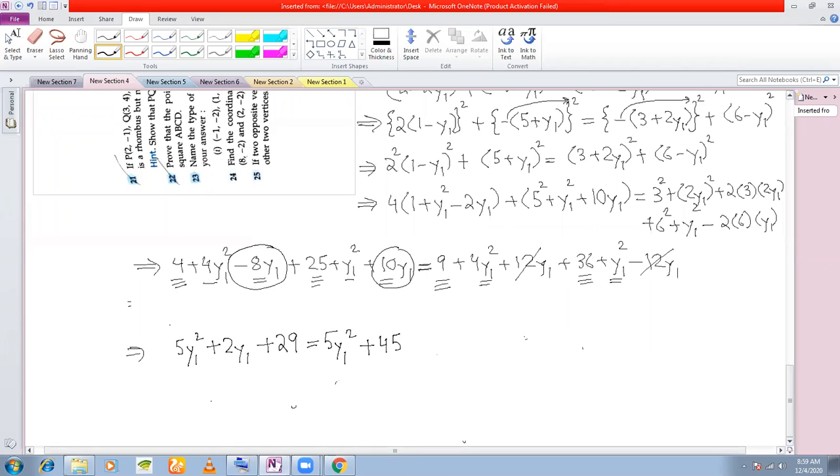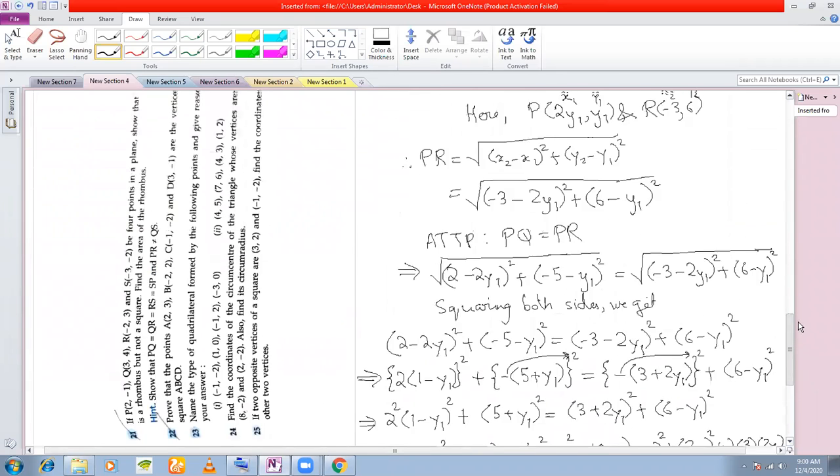Now y1 square and y1 square again cancels off. So you get twice y1 is equal to 45 minus 29. That means twice y1, 45 minus 29 is 16. That means y1 is 16 by 2, which is equal to 8. So therefore we are getting y1 as 8.